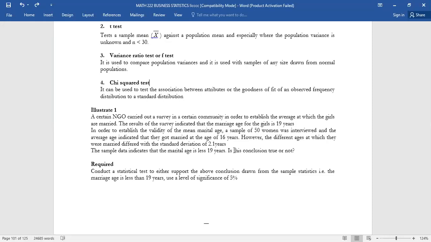Because you've been given that the sample data indicate that the marriage age is less than 19 years. Let me tell you, you cannot say the null hypothesis is equal to 19 years, then you talk of 16 years in the alternative. We must see 19. So you should be talking of either greater than, less than, or not equal to. Are we together? Not equal to will come when we are talking of the two-tailed test. This is a one-tailed test.